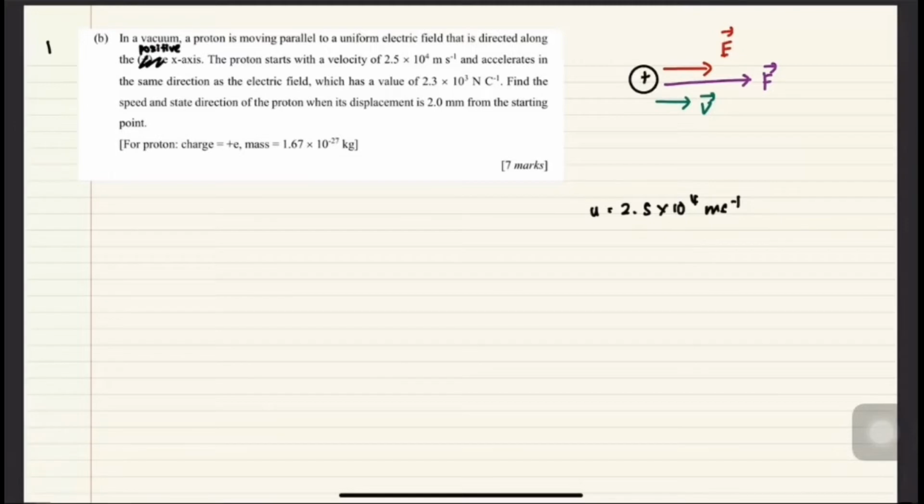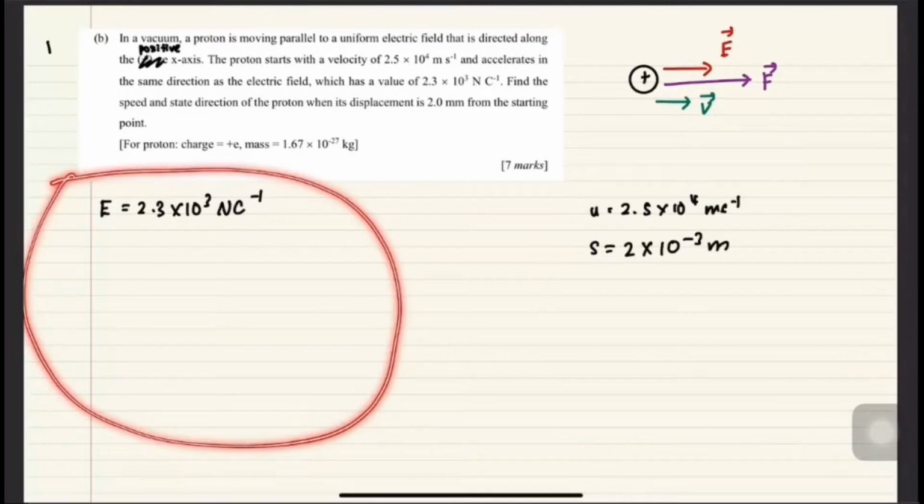If the values for electric field, E is equals to 2.3 times 10 to the power of 3 Newton per Coulomb, and they want to find the speed and state the direction of the proton when its displacement, dia kata bila displacement tu S2 after 2 times 10 to the power of negative 3 meter. So if you notice, I put the one that I have to calculate using linear motion equations, so I put on the right hand side. Yang kita pakai untuk semester ni, I put on the left hand side.